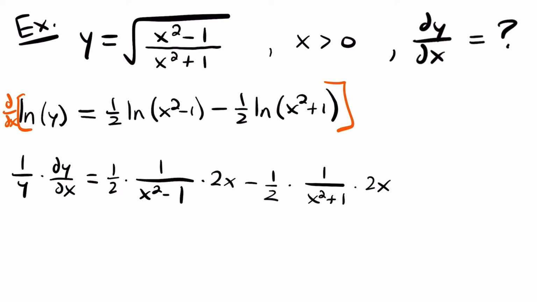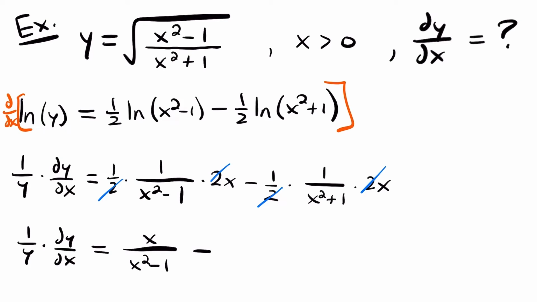And so I'm going to notice that this 2 and this 2 are going to cancel out, right? This 2 is in the denominator and this 2 is in the numerator. And the same thing with this 2 and this 2. And so what we're going to have is that 1 divided by y times dy dx is equal to this x times this fraction. So we're going to have x divided by x squared minus 1. And then we are going to subtract, right? We have a subtraction sign, x times this fraction. And so we will have x divided by x squared plus 1.